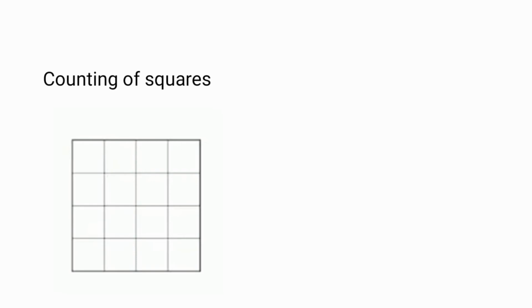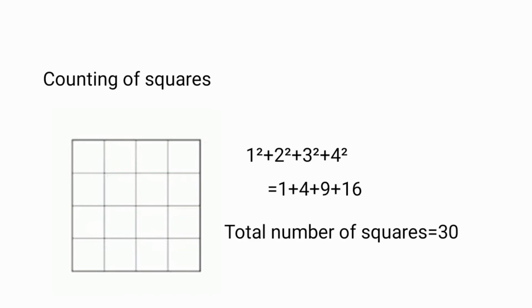Next question. So in this figure, we can see that there are 4 rows and 4 columns. Since the number of rows and columns are equal, to find the total number of squares, you just need to add the square of all these numbers. That is 1 square plus 2 square plus 3 square plus 4 square. So you will get it as 1 plus 4 plus 9 plus 16. 1 plus 4 is 5, 5 plus 9 is 14, 14 plus 16 is 30. So you will get the total number of squares as 30. So this is the case when the number of rows is equal to number of columns.